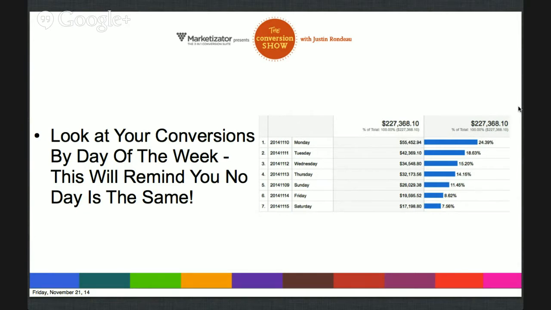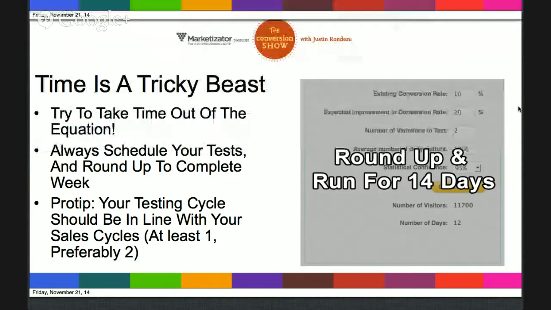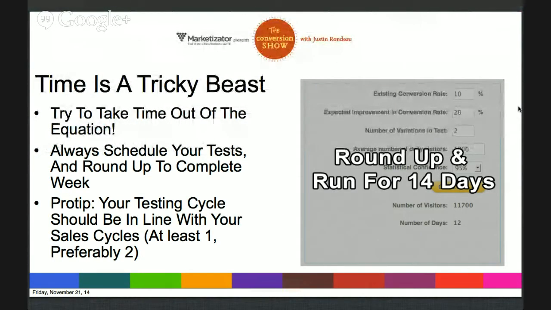But look at the difference between the days of the week in terms of what type of revenue comes through. Different people act differently on different days of the week. I think that's a very simple thing to overlook because it just seems so obvious. But remember that when you're scheduling tests, complete that full week. So strictly speaking, time is really a tricky beast. And the best way to take time out of the equation is to test during an entire period.